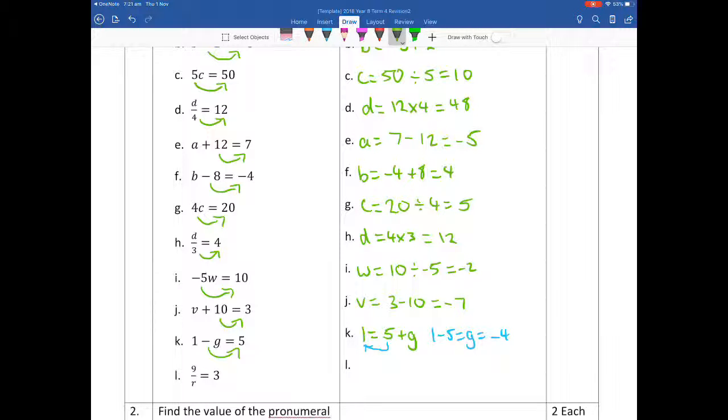Again, a little bit trickier. We've got the R on the bottom, so we're timesing him across, and we end up with 9 equals 3R. And we know, of course, if we've timesed, we're dividing to get that 3 away, which will give us 9 divided by 3 equals R, which is 3.